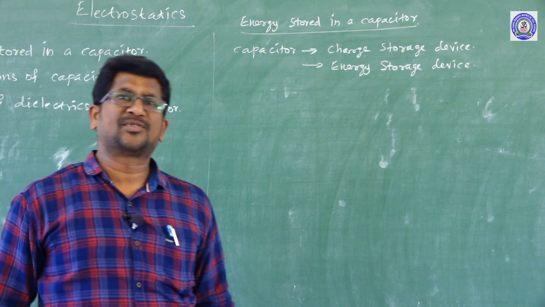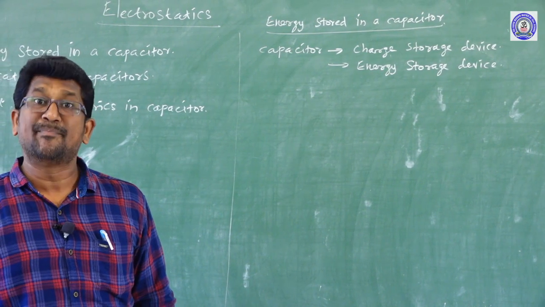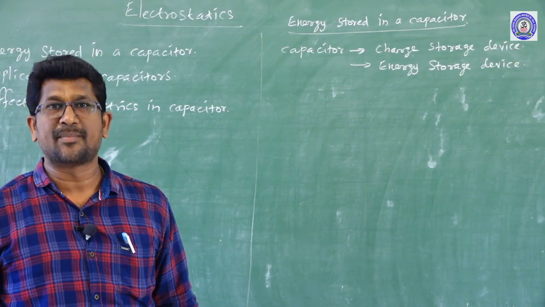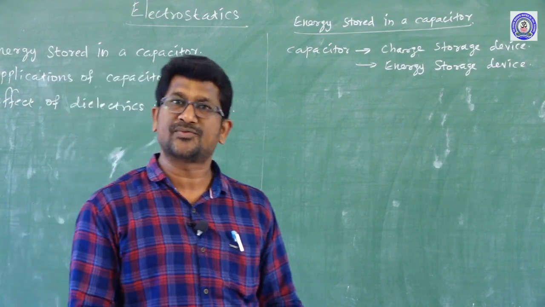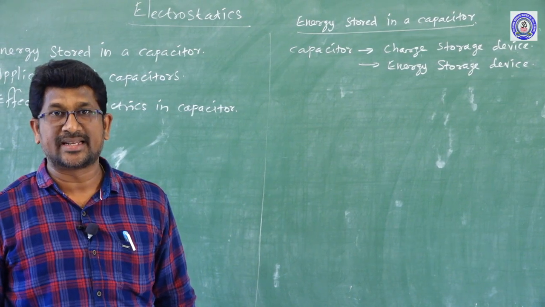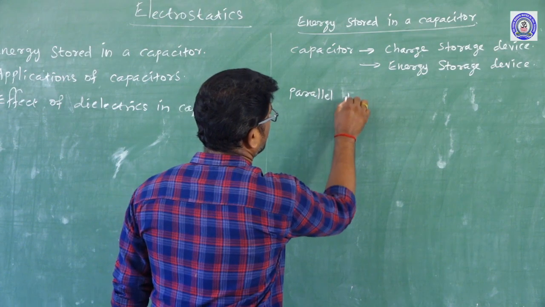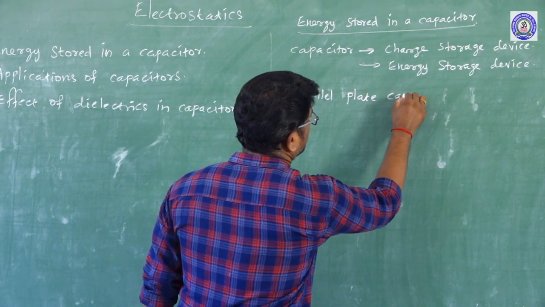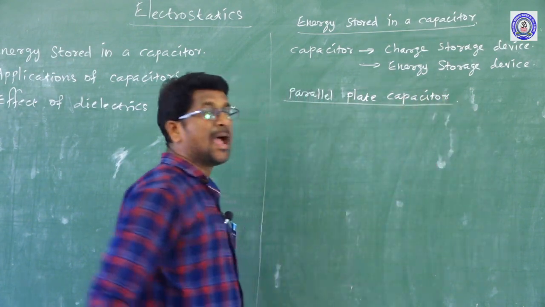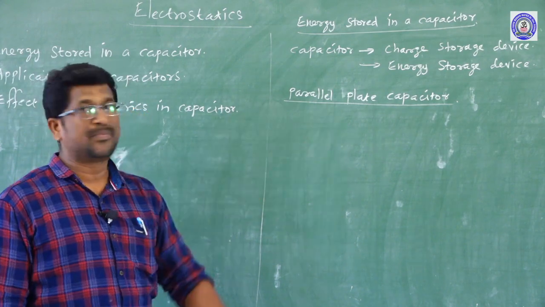There are different types of capacitors like spherical capacitor, cylindrical capacitor and parallel plate capacitor. Among the three, the most commonly used capacitor is a parallel plate capacitor. So most of the electronic circuits have parallel plate capacitors.